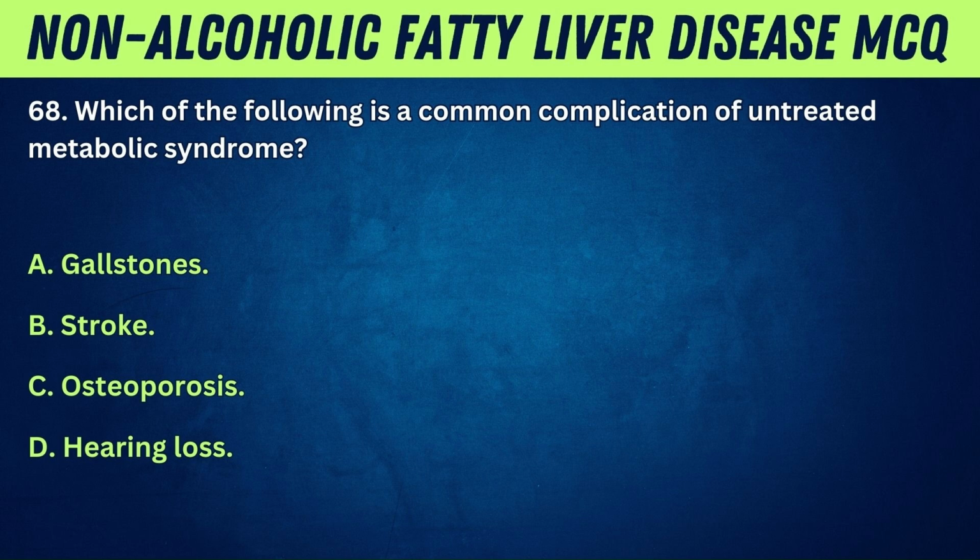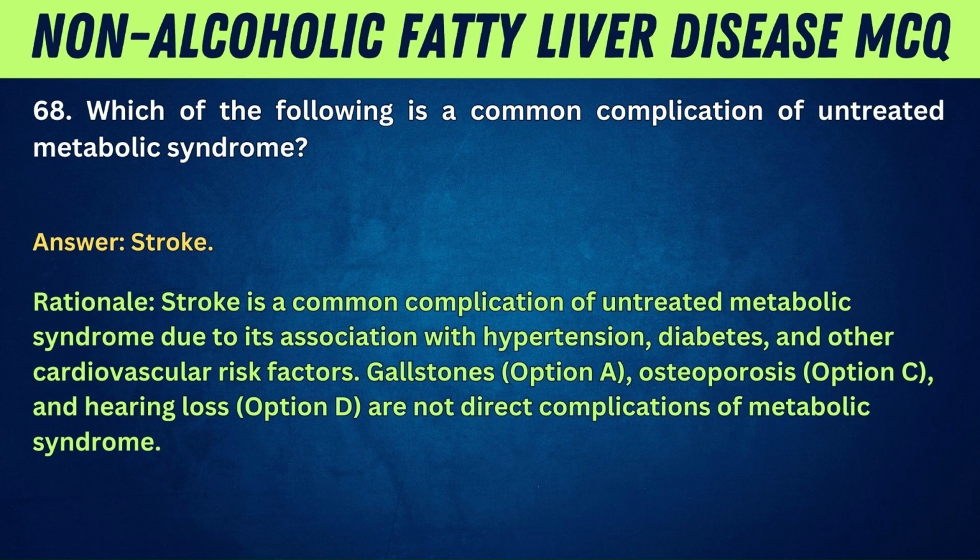68. Which of the following is a common complication of untreated metabolic syndrome? A. Gallstones. B. Stroke. C. Osteoporosis. D. Hearing loss. Answer: stroke. Rationale: stroke is a common complication of untreated metabolic syndrome due to its association with hypertension, diabetes, and other cardiovascular risk factors. Gallstones, option A, osteoporosis, option C, and hearing loss, option D, are not direct complications of metabolic syndrome.